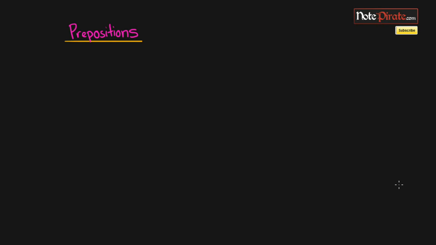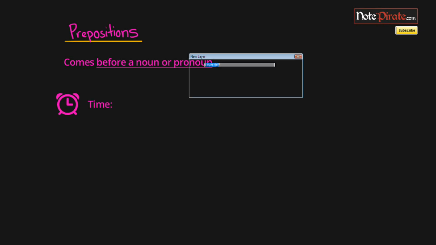Let us begin! What are prepositions? Now, prepositions come before a noun or a pronoun, and they're there to express a relationship. This can be a relationship in time. For example, you might write before sunrise.